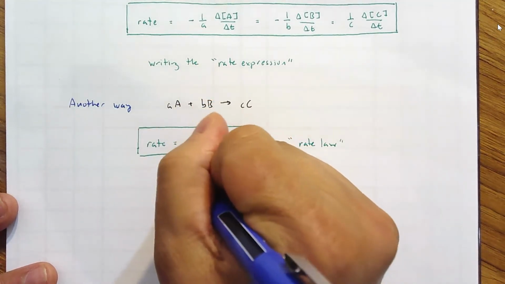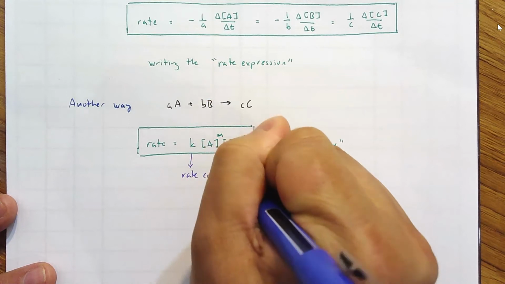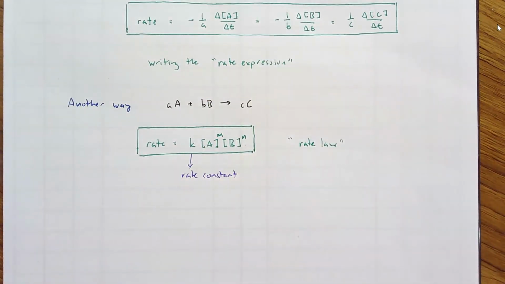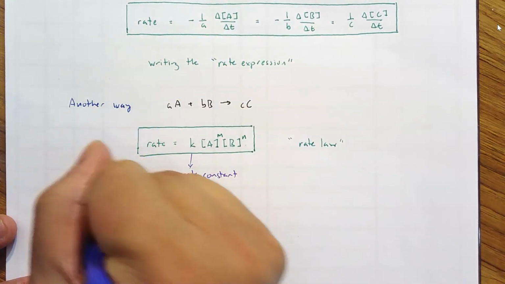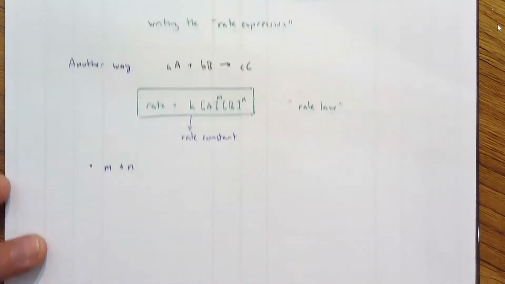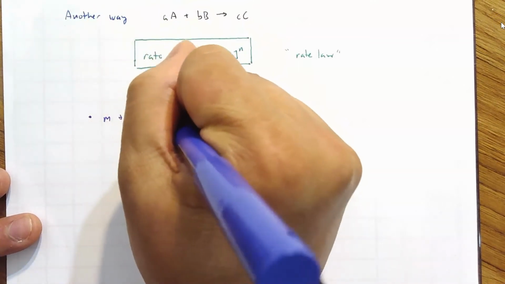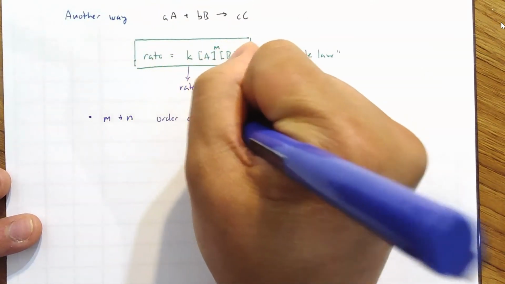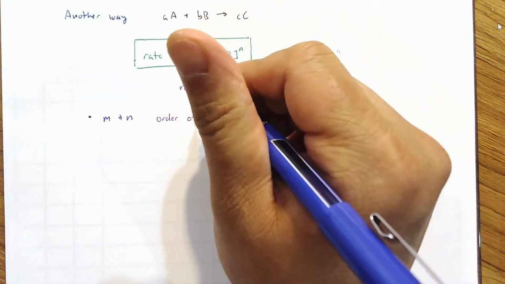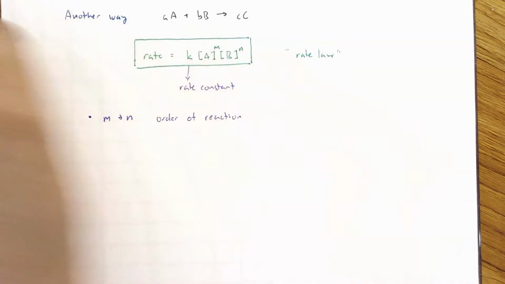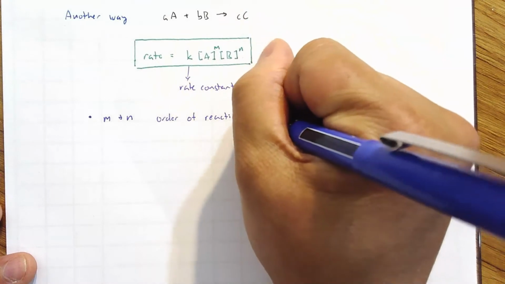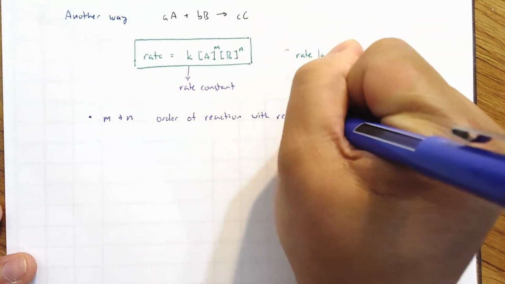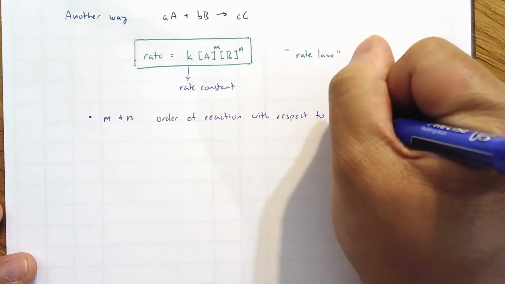Let me just write here rate constant and the exponents. So m and n, those are called the order of reaction. Order of reaction with respect to A and B. So order of reaction with respect to reactant.